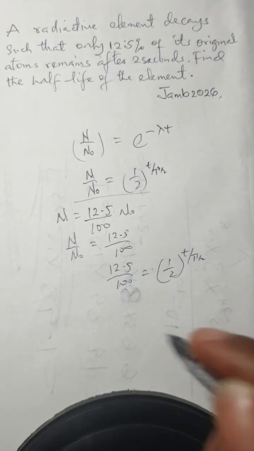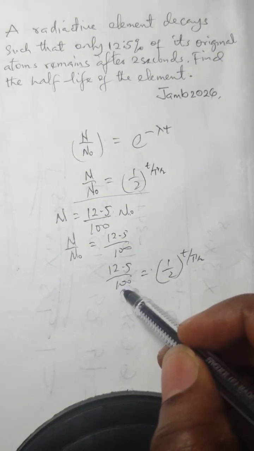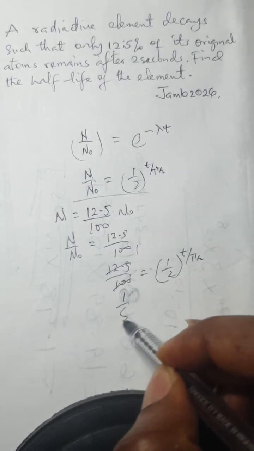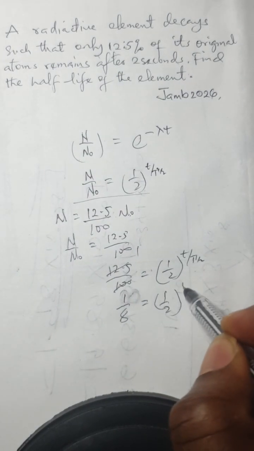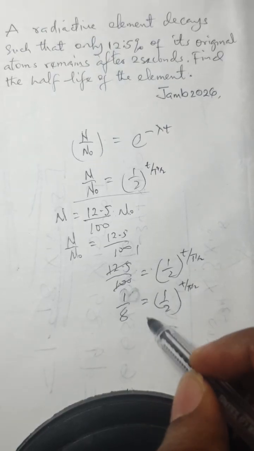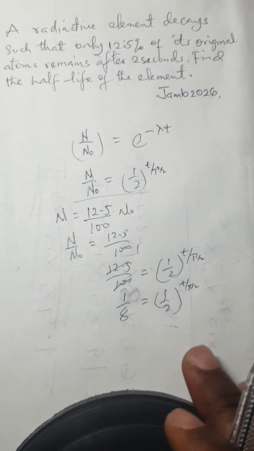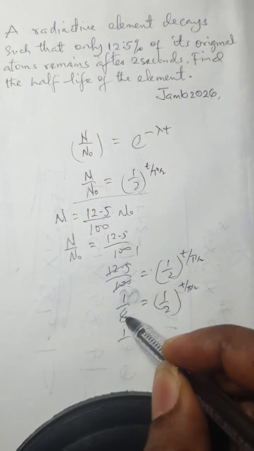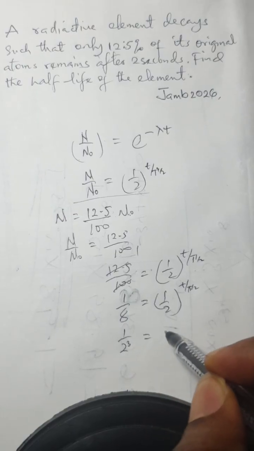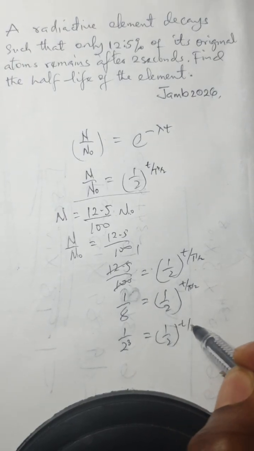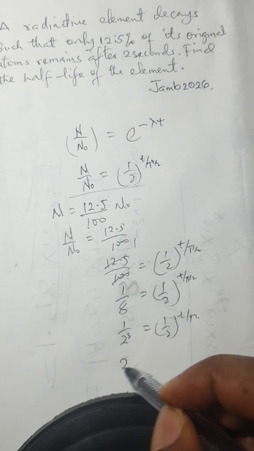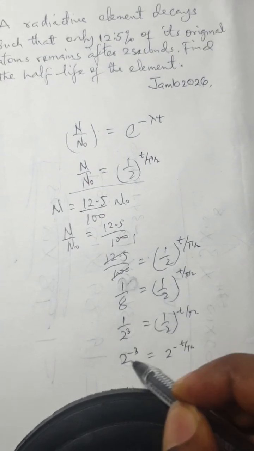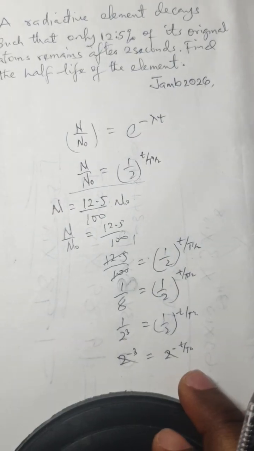We'll move further. 12.5 divided by 100. 12.5 into itself is 1, into 100 is 8 times, so it means 1 over 8 is equal to 1 over 2 raised to power t over t half. Now we should resolve this in indices as I have said in that class. How do we do so? We have here 1 over 8 is the same thing as 1 over 2 raised to power 3, which is equal to 1 over 2 raised to power t over t half. So this is the same thing as saying 2 raised to power minus 3 is equal to 2 raised to power minus t over t half. 2 goes with 2 over here.